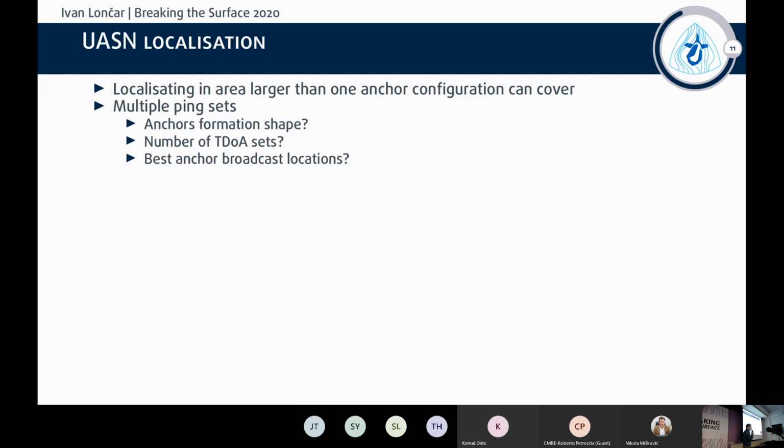Now we want to localize our whole sensor network. And for that, we need, of course, multiple ping sets. I didn't define a ping set. A ping set is a triplet of time difference of arrival measurements. So when all three agents ping, you can localize yourself. So what is the formation shape we should use for the surface anchors, since they are mobile agents? What is the exact number of those ping sets or time difference of arrival sets, and what are the locations of the pings? What should they be?